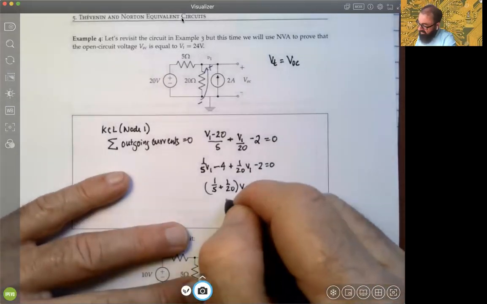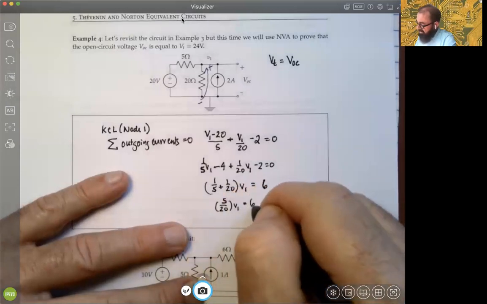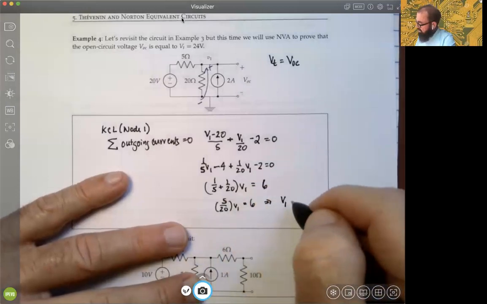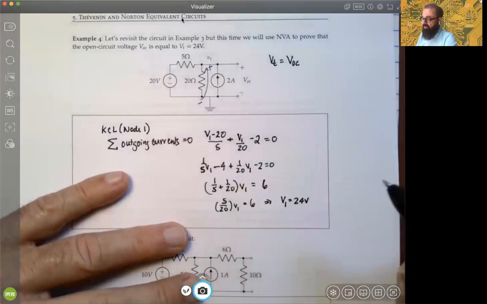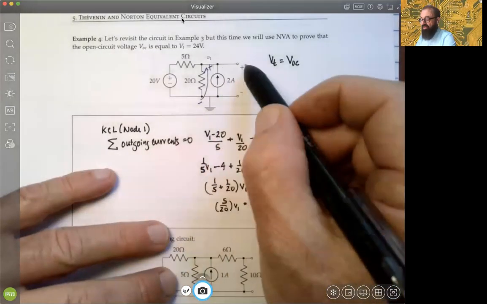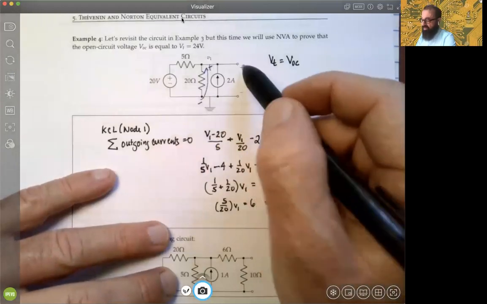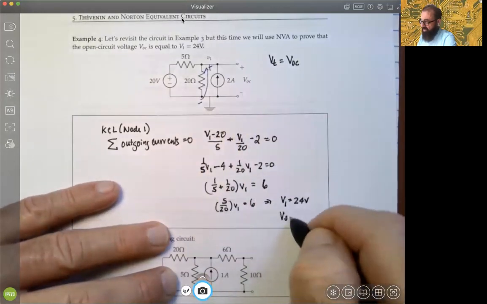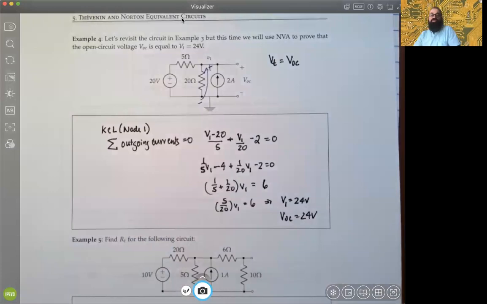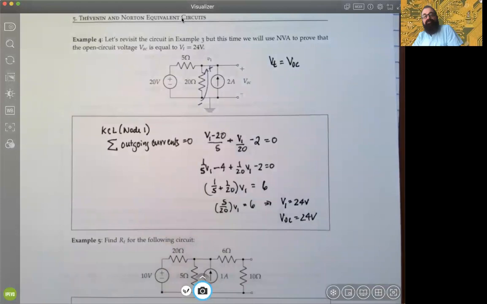So we'll have 5 over 20 times V1 equals 6. And it won't take you long to realize the answer to that is just 24 volts, right? So that nodal voltage is 24 volts up here. The ground is 0, so the differential across here must be 24 volts. So the voltage across that open circuit also must be 24 volts, from being 0 at the ground and 24 up at node 1, right?